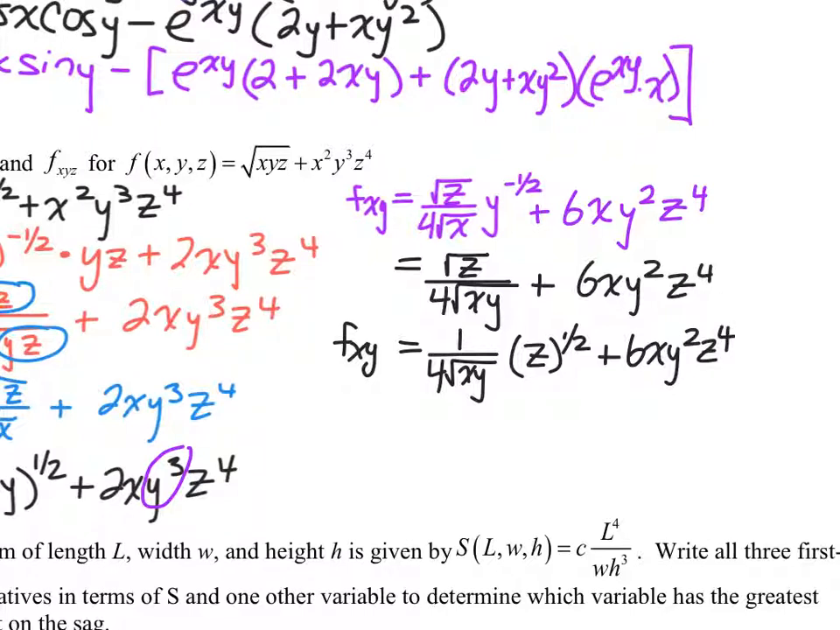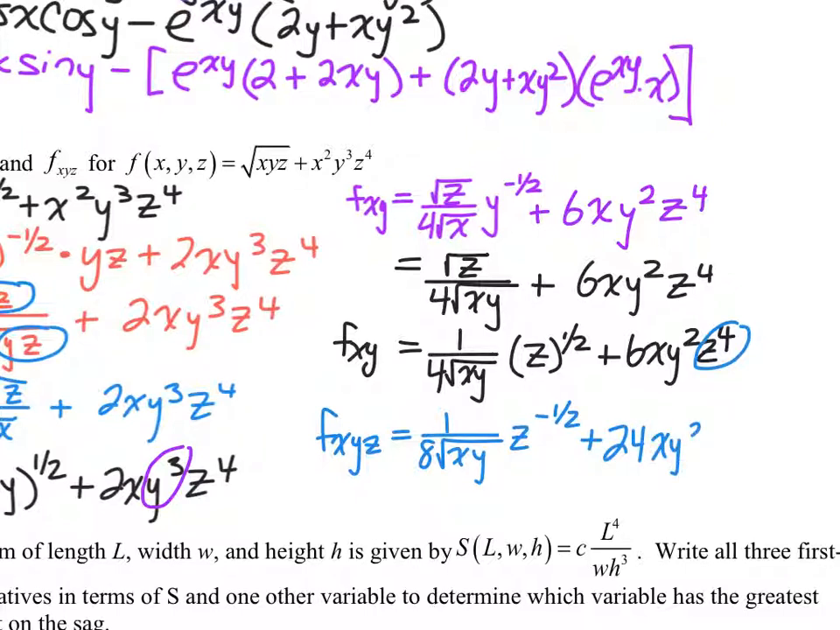And then I could differentiate. And again, once you get to the derivative, that last part, f sub xyz, the third order partial with respect to z, you don't have to worry about simplifying it because we've gotten where we needed to get to. All right, so that's 1/8, let me keep it with the radical, xy, z to the negative 1/2, plus, so it's the z to the 4th that's getting differentiated to 4z cubed, so 24 xy squared z to the 3rd.